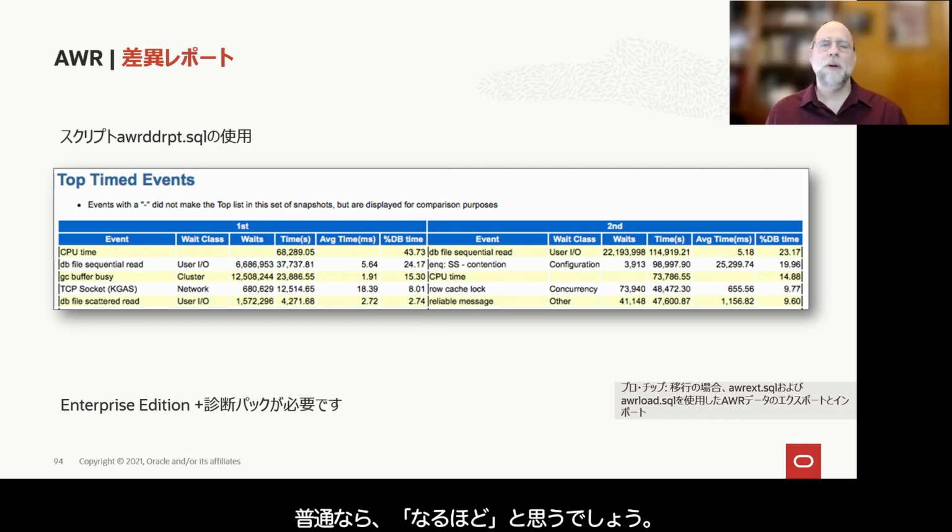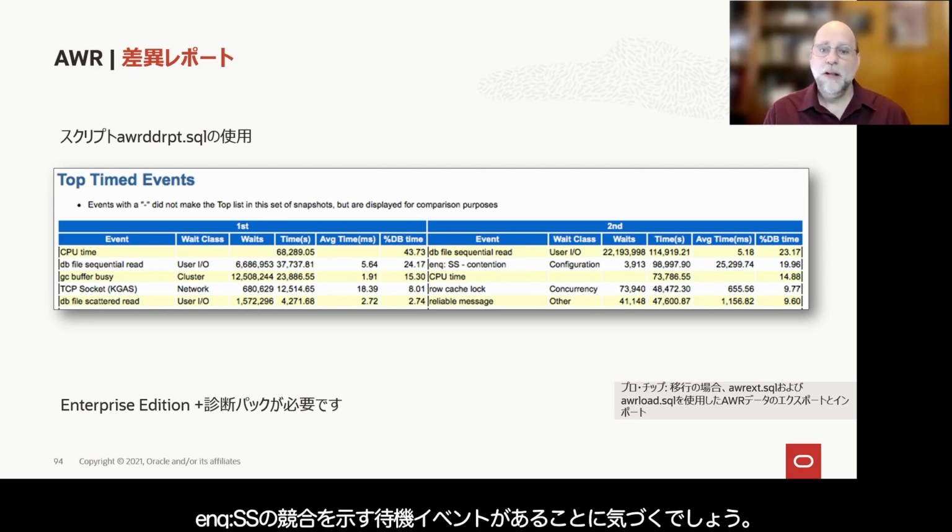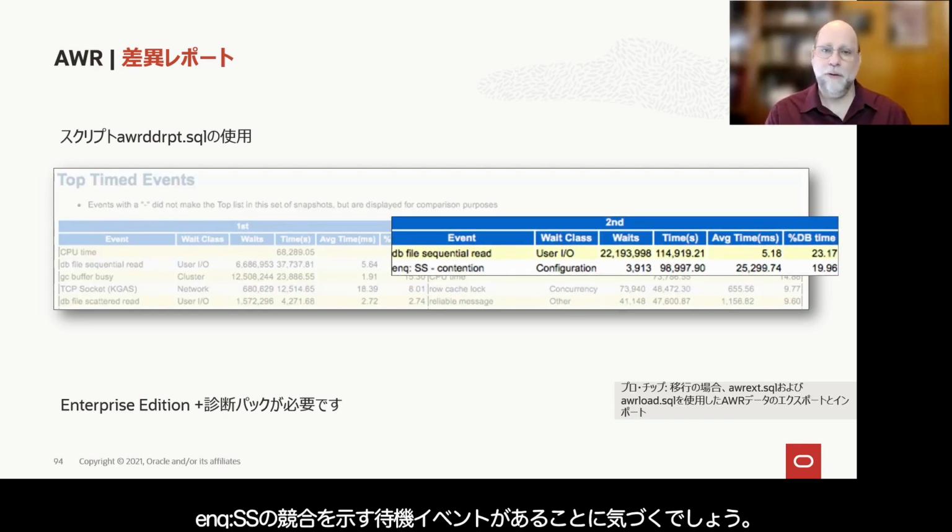Now, normally we're thinking, I got it. It's got to be that optimizer. It's always the optimizer's fault, right? Well, not so fast, because in this case, what we see when we compare the first, which was the UAT case, and the second, which is the production hardware case where performance isn't good, is you'll notice that it's got this wait event showing up, enq: SS contention.